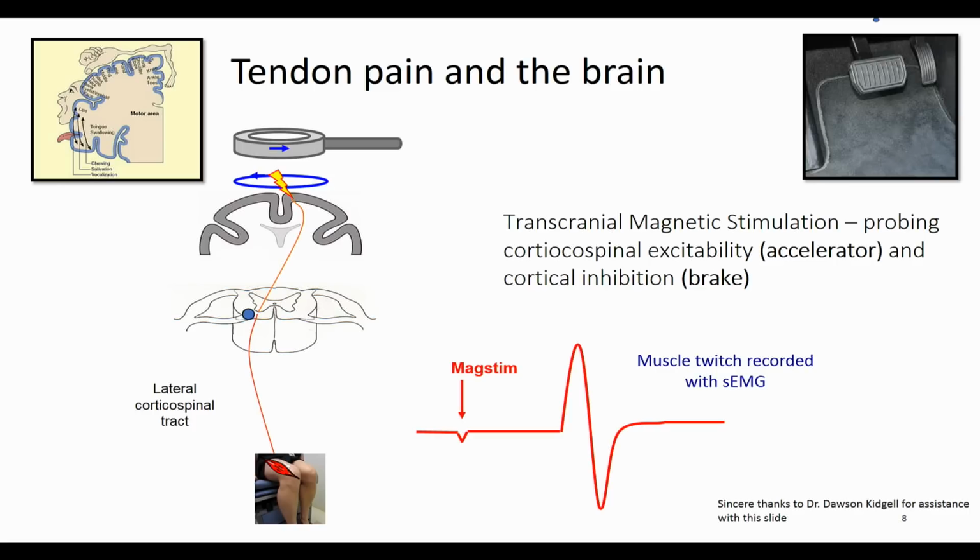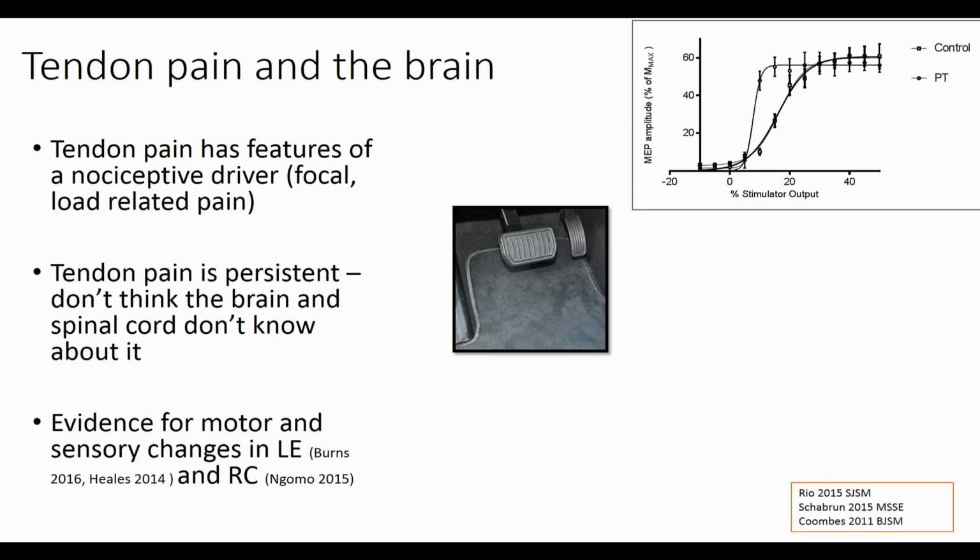Now, what I do, I, in a very friendly way, increase the intensity of this zap. So I give you a bigger and bigger and bigger zap so that we get a bigger response from your muscle. Using this technique, we can look at both our accelerator and our brake. So what did we find in the patellar tendon? Well, we know that tendinopathy appears to have features of a local nociceptive driver, but it's a very persistent condition. So we were interested in what the motor cortex response to having patellar tendon pain was. This is what we found.